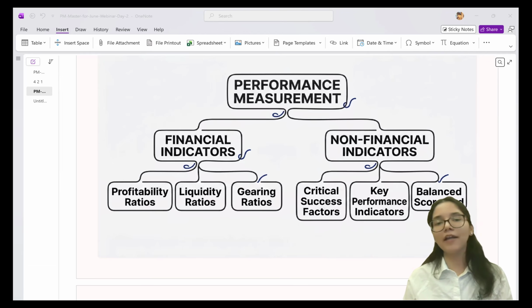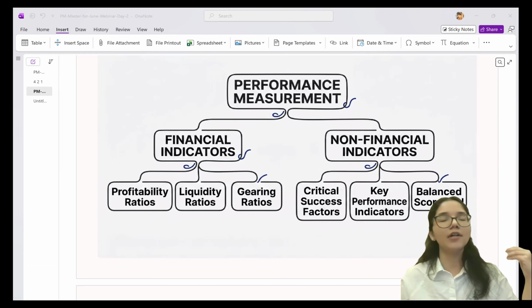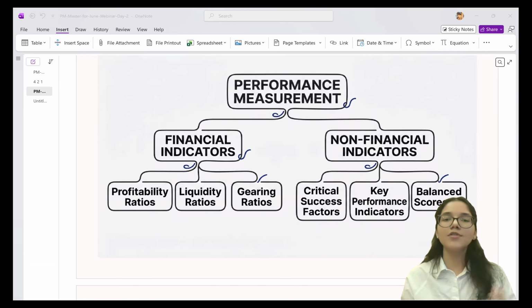The very first one, financial indicators, which you have learned from the end of time. You've learned it over such a long period of time, the different ratios that you cover, not just as part of the PM paper, but also your FM paper, FR paper, and the audit paper. So financial indicators, these are just the ratio analysis that we have learned.